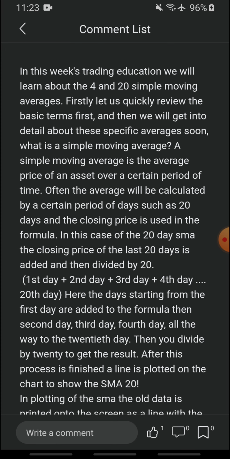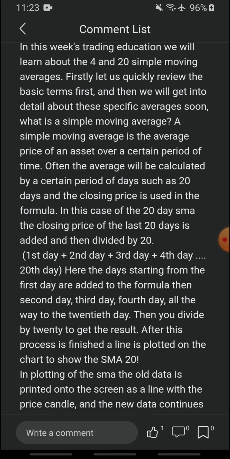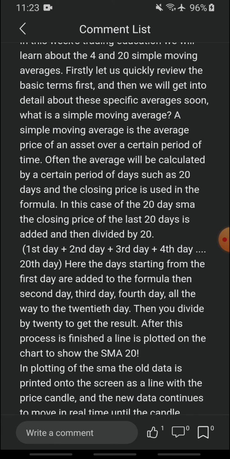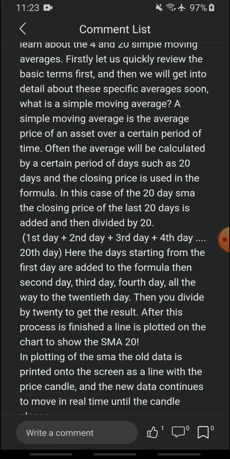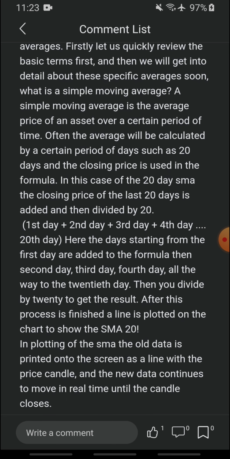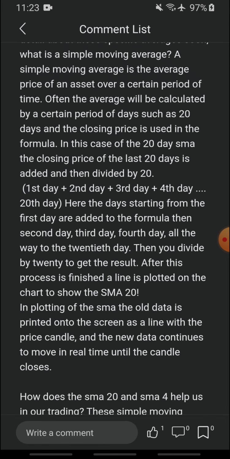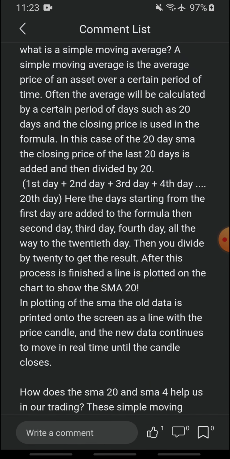So the post was on the 4 and 20 simple moving averages. It's basically one way to use the simple moving averages. I talked about what a simple moving average is. So what is a simple moving average? A simple moving average is the average of a price. So it's the average price of an asset over a certain period of time.